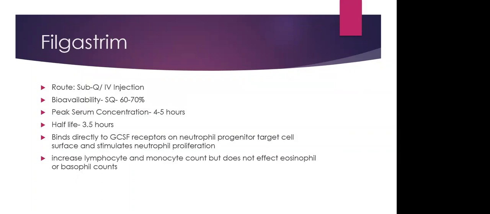Filgrastim routes. Route: subcutaneous or IV injection. Bioavailability 60 to 70%, peak serum concentration 4 to 5 hours, half-life 3.5 hours. It binds directly to GCSF receptors on neutrophil progenitor target cell surfaces and stimulates neutrophil proliferation. Increases lymphocyte and monocyte count, but does not affect eosinophil or basophil count.